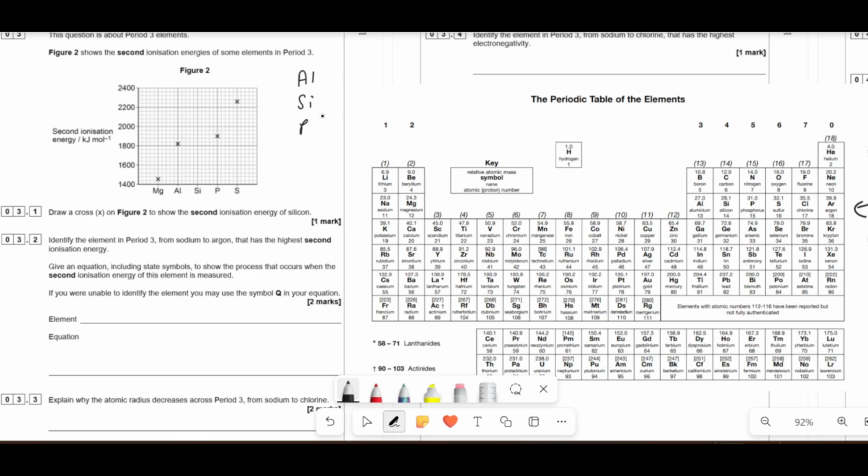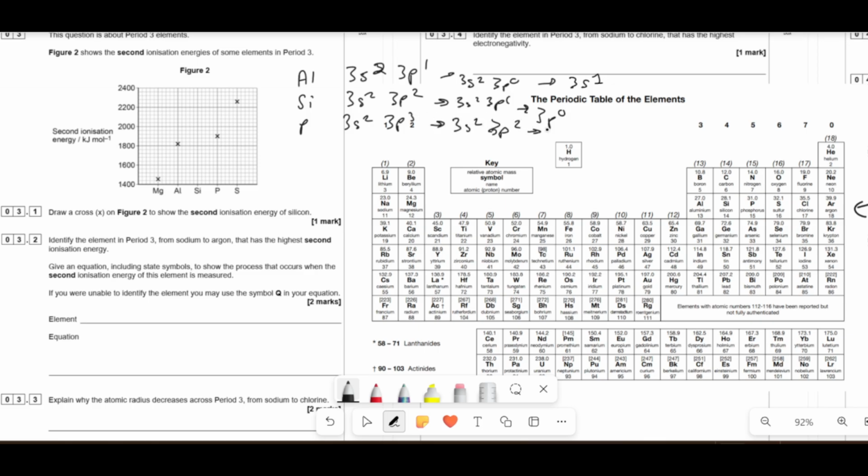So aluminium, silicon, phosphorus. Aluminium's period 3, it's in the p block, it's p1. So the outermost electrons are going to be 3s2, 3p1. Silicon is 3p2, so it's going to be 3s2, 3p2. And then it's going to be phosphorus, which is 3s2, 3p3. So first ionization energy is going to be 3s2, 3p0. And then the second one is going to be 3s1 there. This one is going to be the first ionization energy is going to be 3s2, 3p1, and then 3p0. And then the second ionization energy of this one is going to be 3s2, 3p2, and then 3p1.